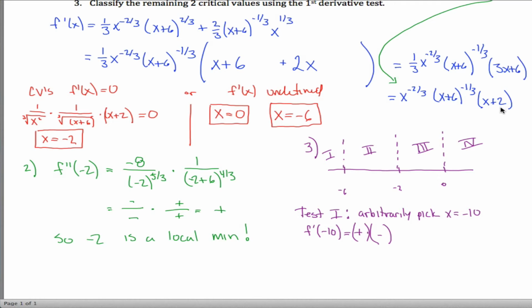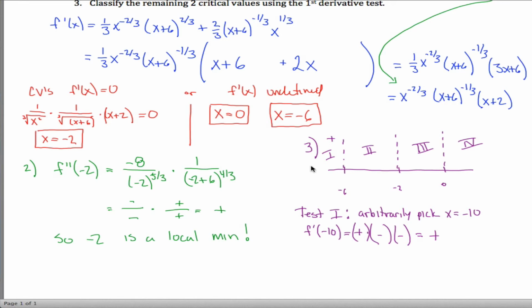Then finally, this third term, -10 plus 2, is certainly negative. That's one I can do. -10 plus 2 is -8. It doesn't matter what it is, just the fact that it's negative. Positive times a negative is equal to a negative number, so what that means is the first derivative is positive everywhere in region 1.